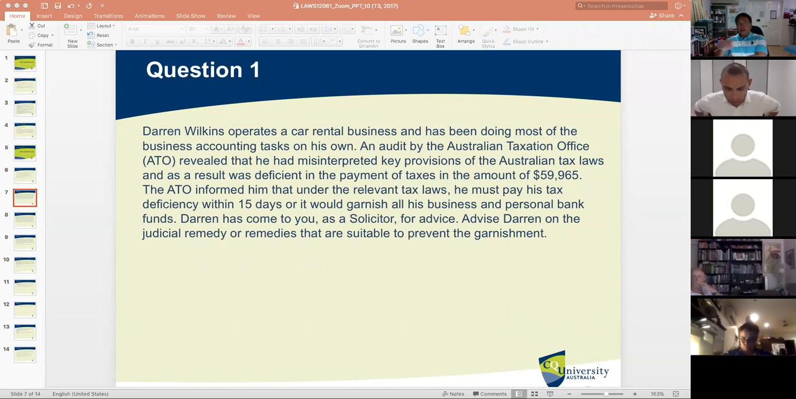Let's talk about particular judicial review remedy or remedies. So what would those be? So from Peta, prohibition. Okay, what exactly is a prohibition as a remedy?